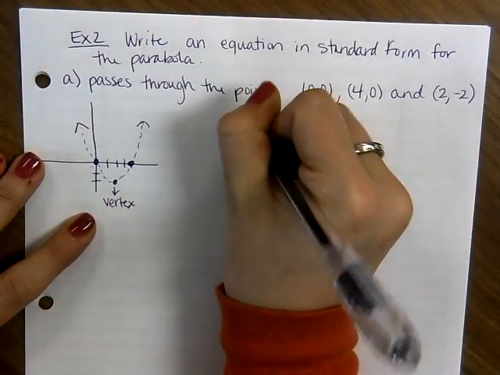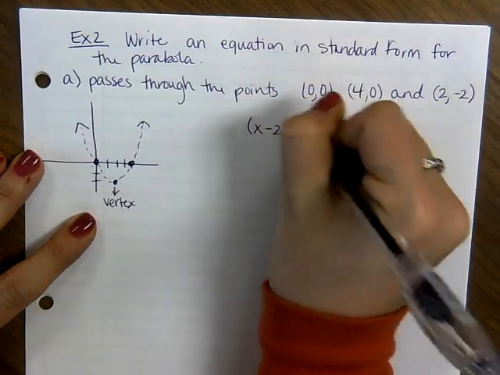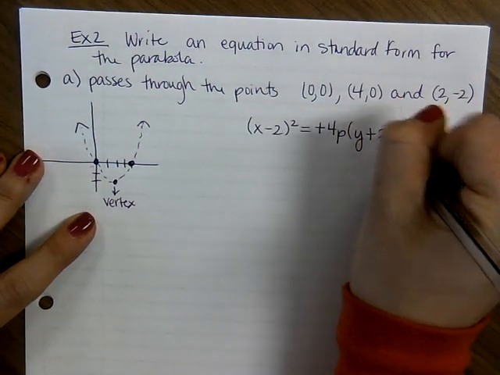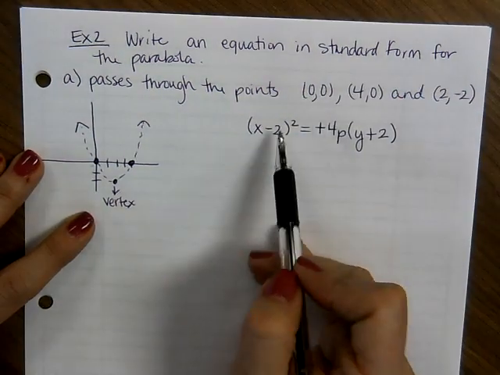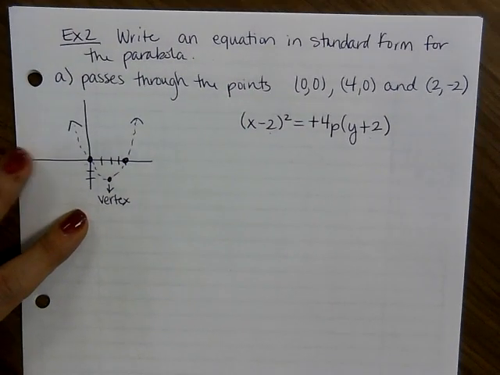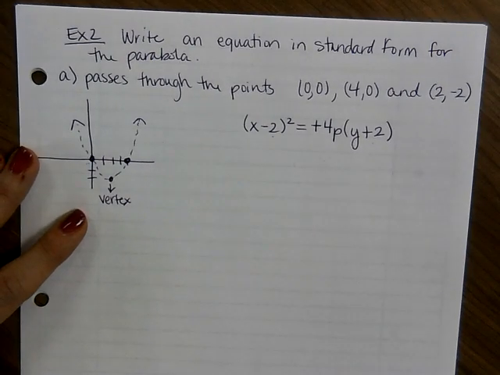So far we know this. X minus 2 squared equals a positive 4p times y plus 2. Right? We plug in our vertex. We know it's a x squared term. We know it's a positive 4p. So now the only thing we have to find is p in the equation. So think about how you could do that. I'll give you a hint.